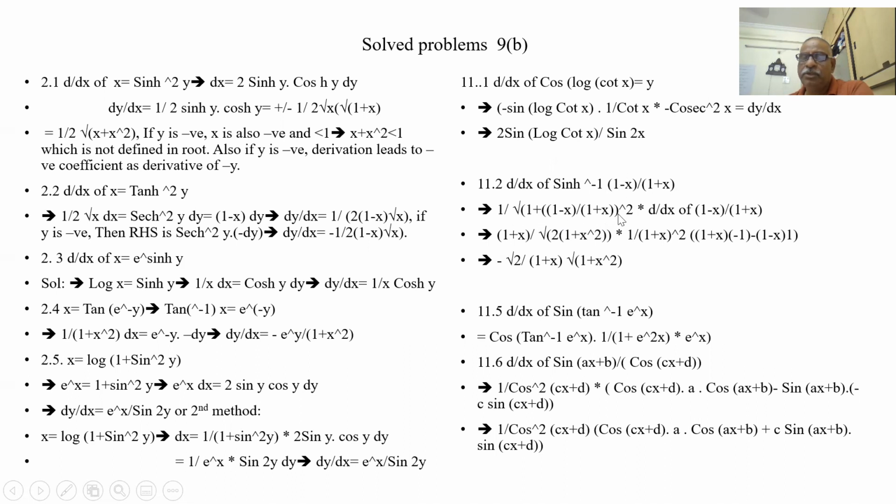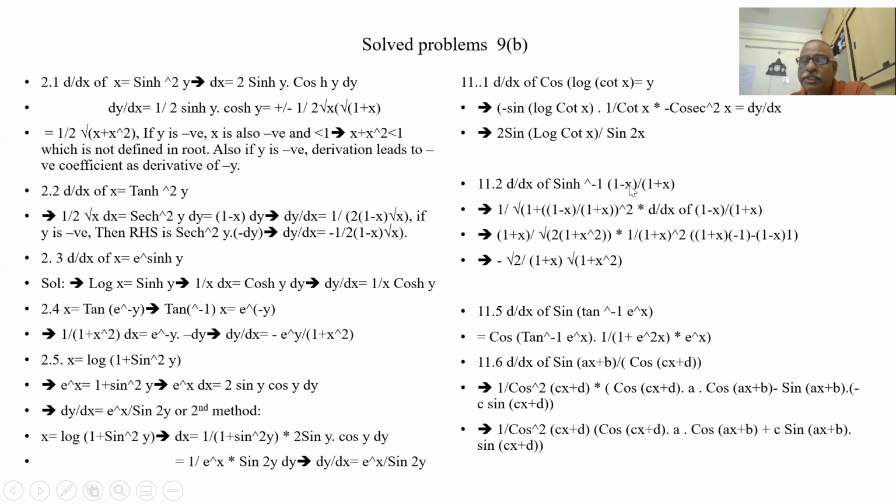1 minus x by 1 plus x whole square into d by dx of this portion, 1 minus x by 1 plus x. So what is the d by dx of 1 minus x by 1 plus x? 1 by v square into 1 plus x into minus 1 minus 1 minus x into 1. So when we simplify, we get the answer.